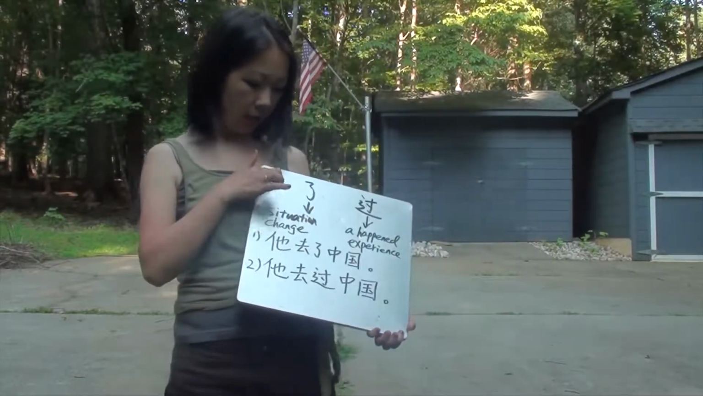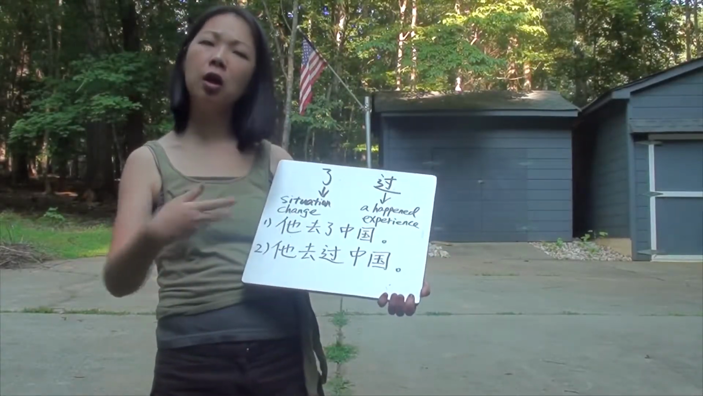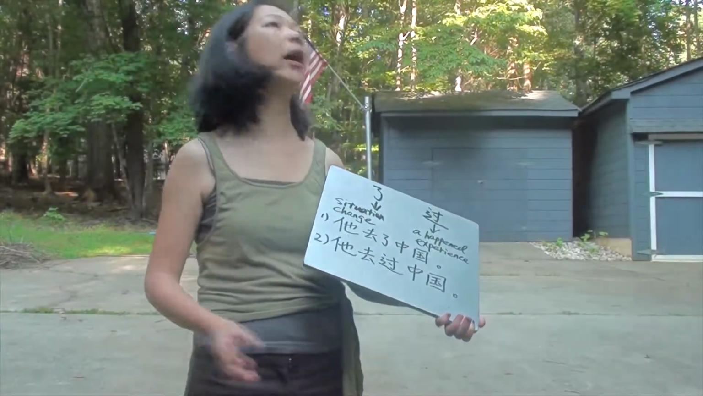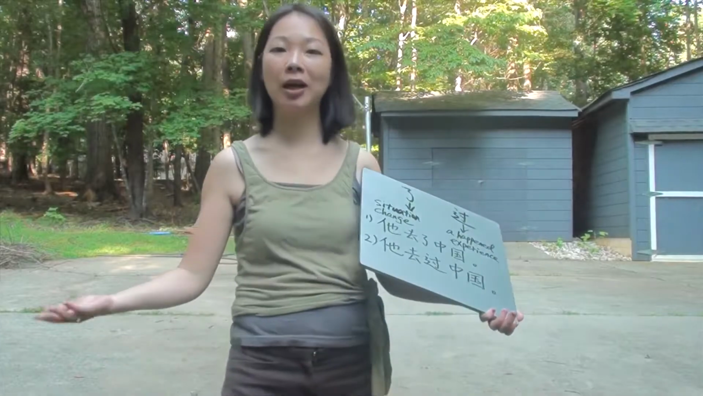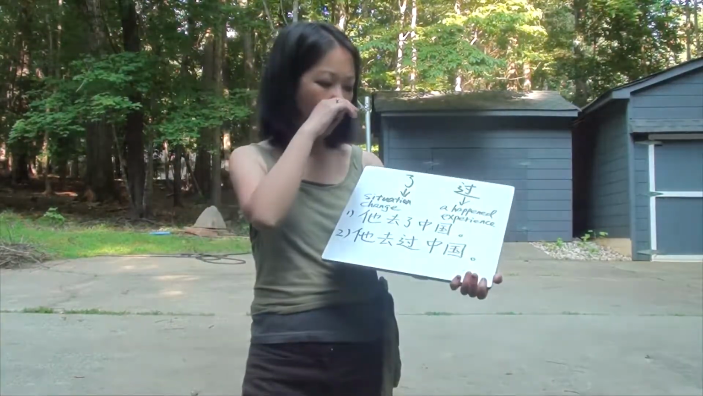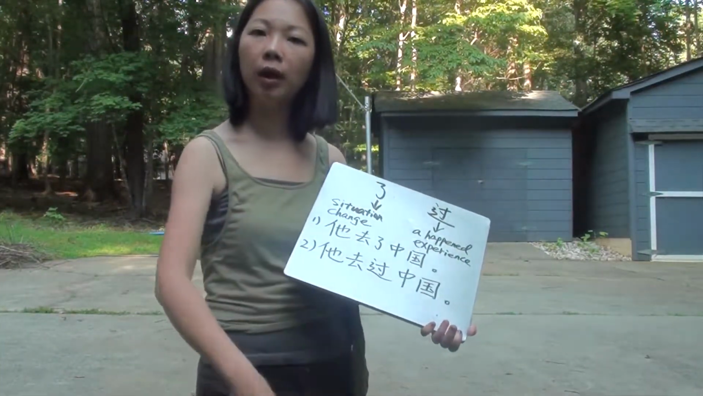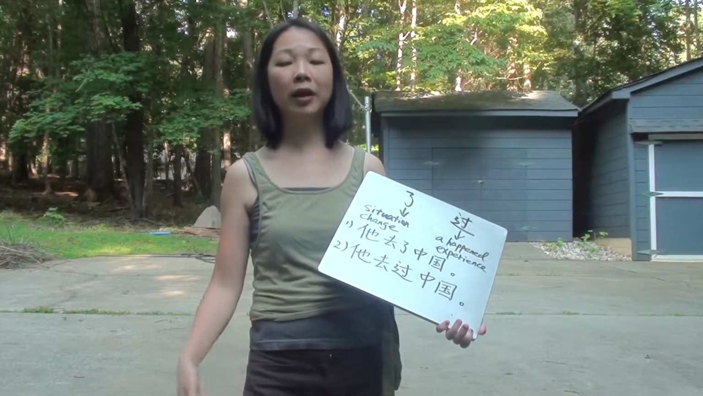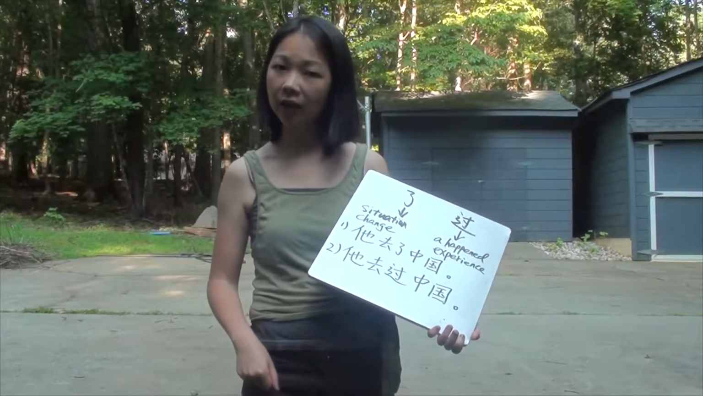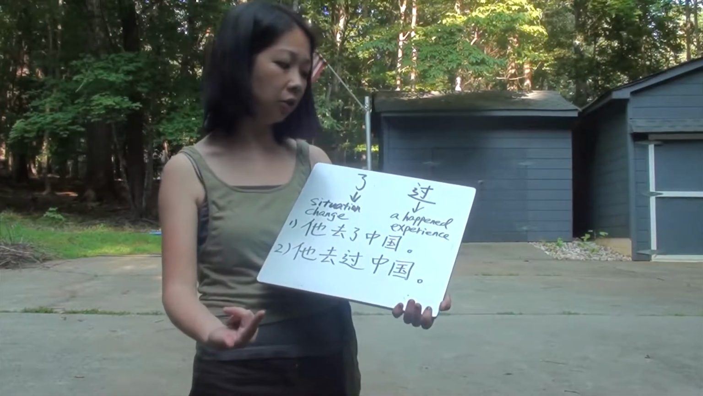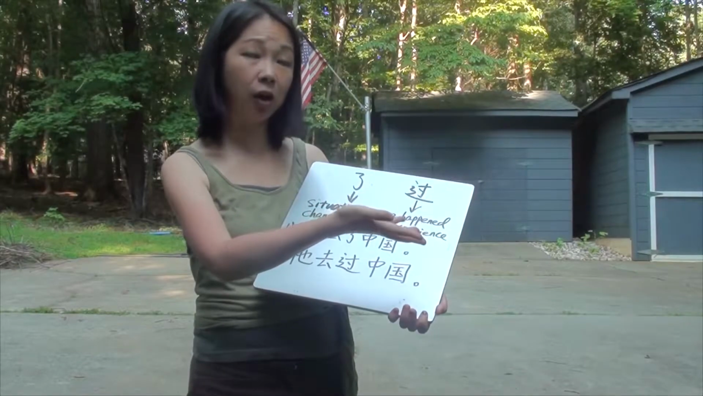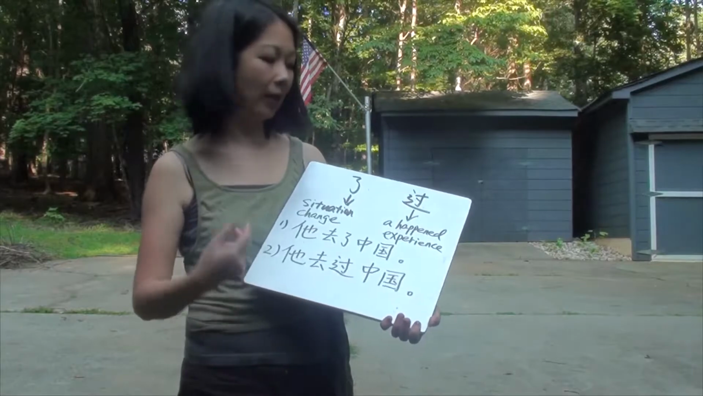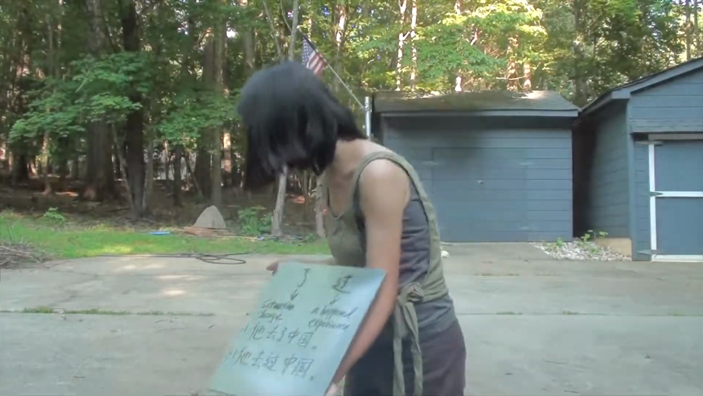Okay, now 了 means the situation changed. 他去了中国。Oh, he's not here. He went to China. Situation changed, right? 他去过中国. He has been to China. He doesn't plan to go there again this year. So he is here. He's not in China. So which means I'm just telling you an old experience that happened already. That is the difference.